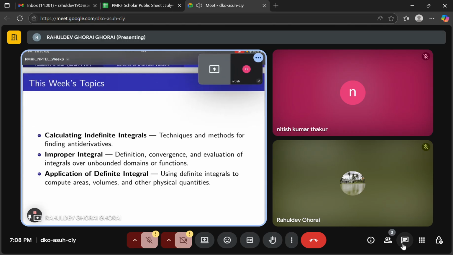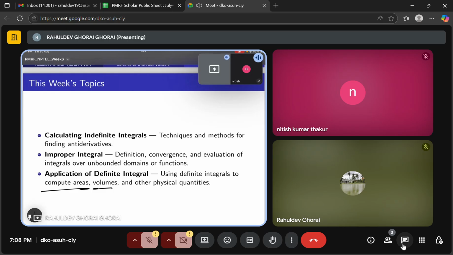So first is calculating indefinite integrals. It's some part we have done in the previous week also, and then improper integral, mostly improper integral, and application of definite integral. Mainly you can compute areas, volume, or other physical quantities using that.